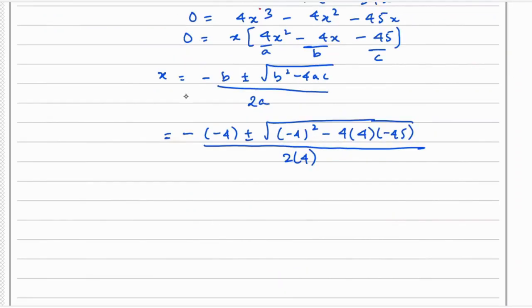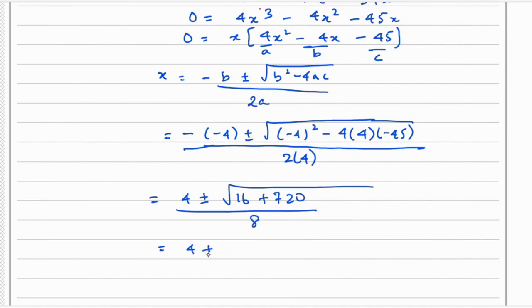So that is equal to 4 plus or minus root of 16 plus, then you have 4 times 4, which is 16, and 16 times 45 is 720, divided by 8. So that is 4 plus or minus root of 736 divided by 8. You can simplify this on your calculator, and you'll be getting 1 plus or minus root of 46, the whole divided by 2.